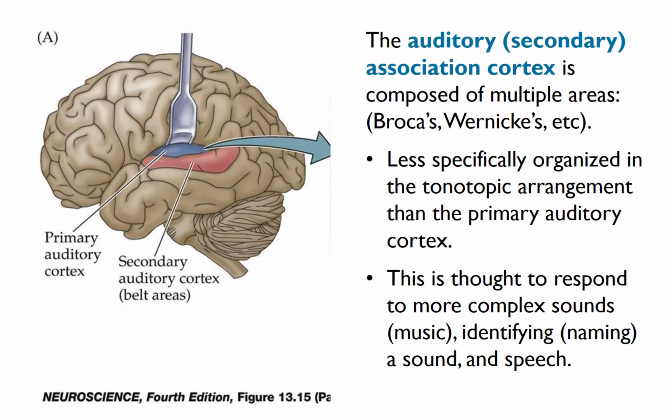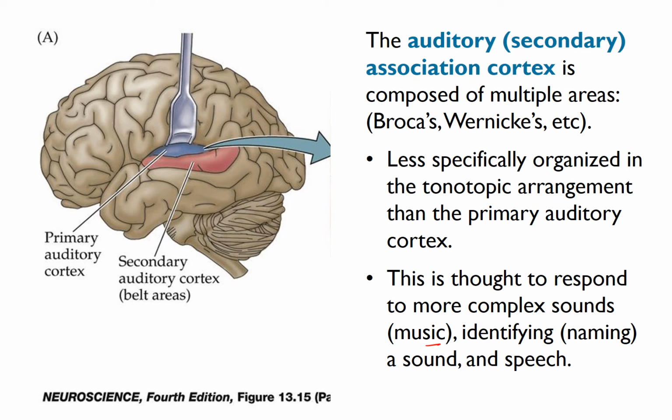The primary auditory cortex is very close to the secondary auditory cortex. The secondary auditory cortex anatomically is composed of multiple areas that I'm not going to go into, but functionally I do want to emphasize that it responds to and processes much more complex sounds than the crude noise being processed by the primary cortex. So these are things like music, speech, inflections, identification of sounds, naming things.